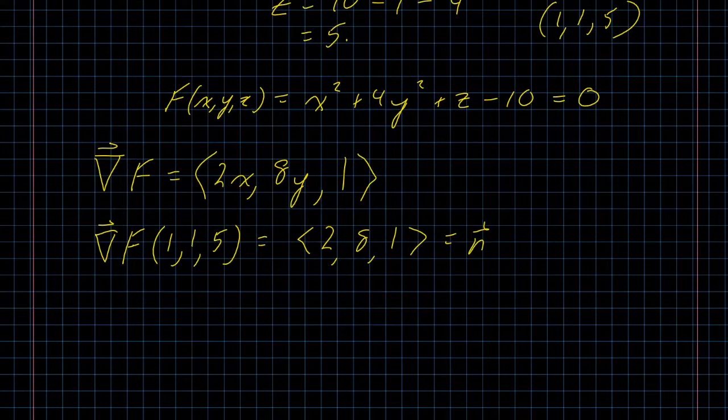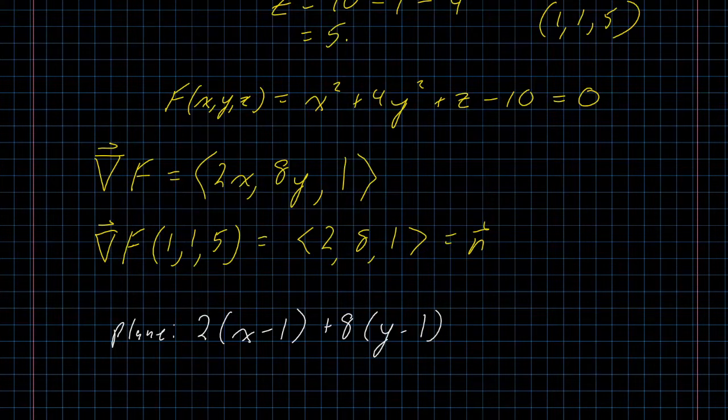Given a point that the plane is going through and given a normal vector to the plane, I can write that the equation of the plane is the x component of the normal vector times x minus the x coordinate of the point I care about, plus the y component of the normal vector times y minus the y coordinate of the point I care about, plus the z component of the normal vector times z minus the z coordinate of the point I care about, and set that equal to 0, and that's my equation of the plane.